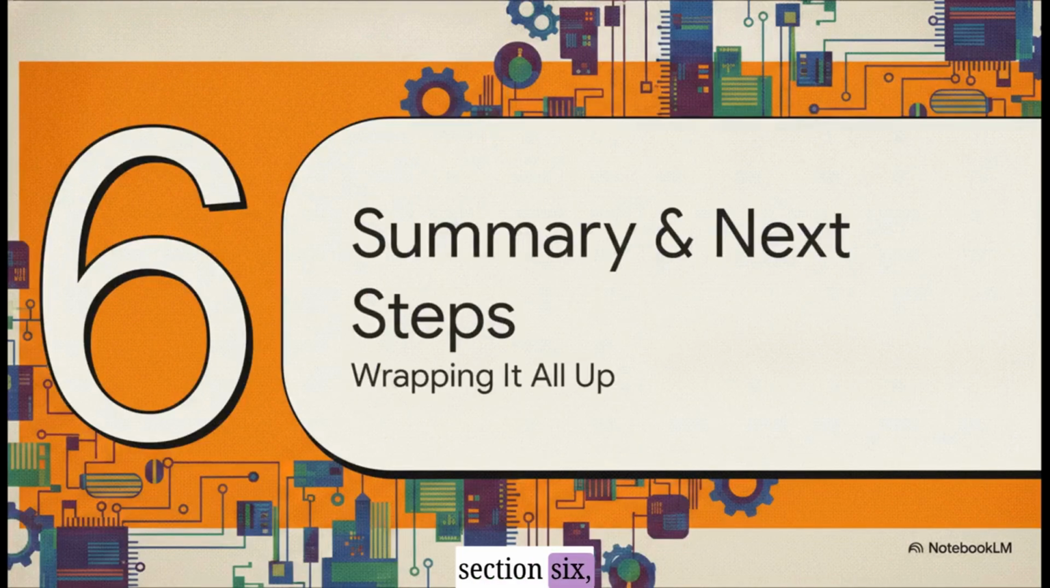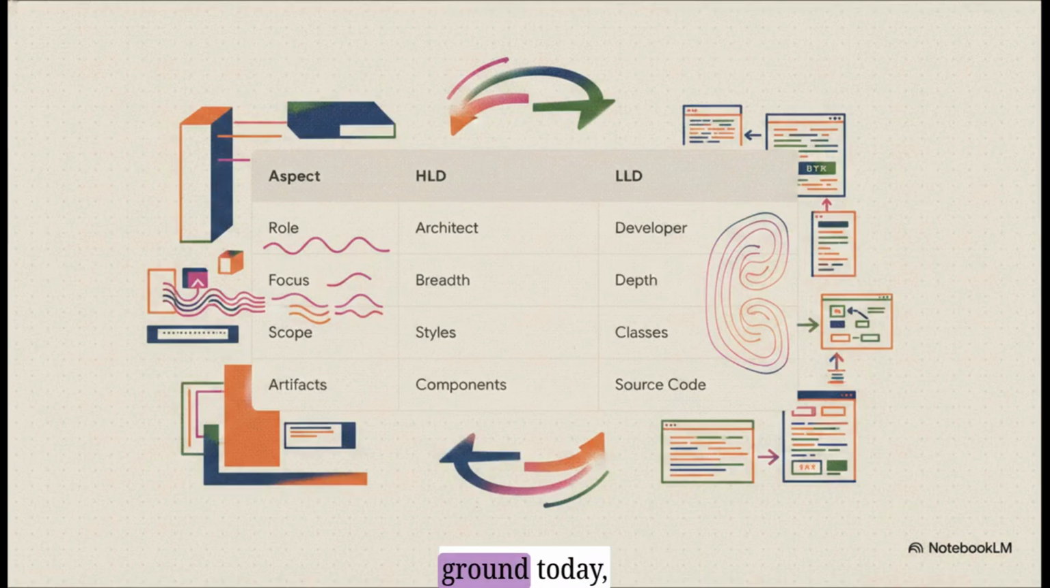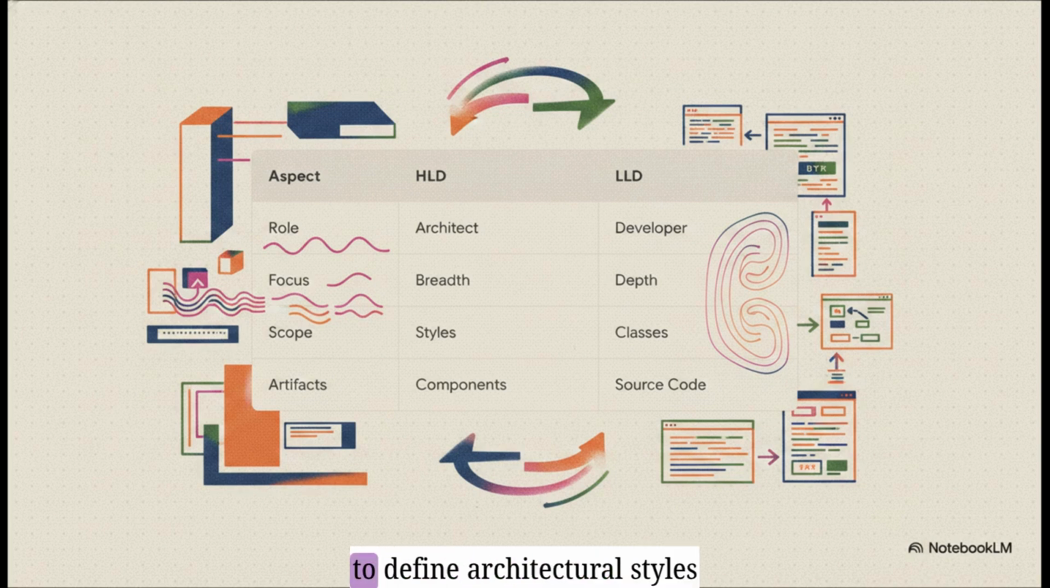Finally, Section 6, Summary and Next Steps. We have covered some fantastic ground today, separating the macro from the micro in software creation. Let's see how this builds into a nice, clean summary. High-level design is owned by the architect, who uses technical breadth to define architectural styles and component structures. Low-level design is owned by the developer, who uses technical depth to handle class design, UI screens, and source code. But remember the golden rule. For the system to actually succeed, these two roles must operate in a tight, bidirectional feedback loop.